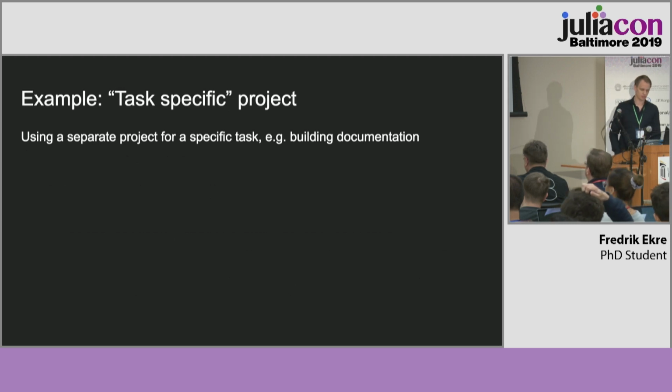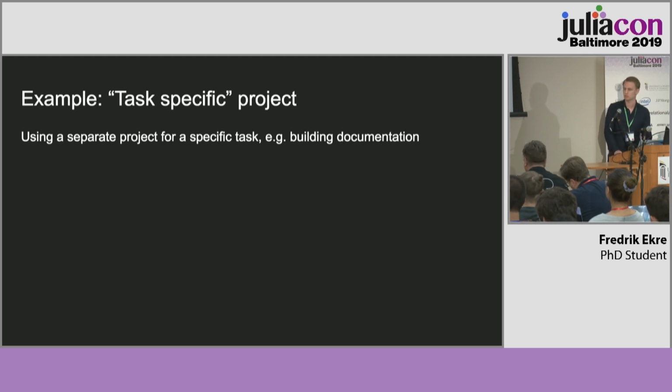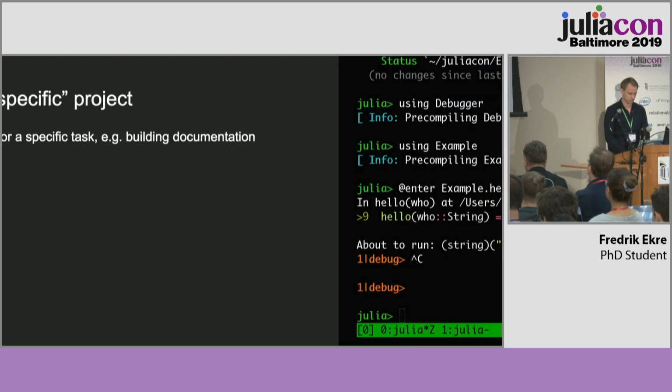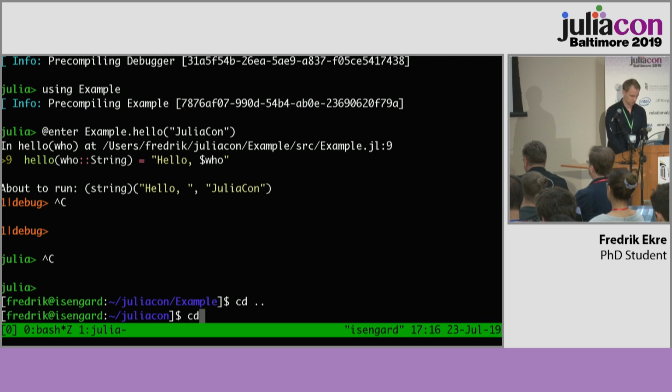So the second example here is something I labeled task-specific projects. Since a project is very cheap, it's just 2 text files, you can use them freely. So I often find it very convenient, if I have a task to do, to just create a new project. It doesn't cost me anything really. So for example, for building documentation, if you're using the Documenter package, this is now what we recommend for that. So let's just look at that setup.